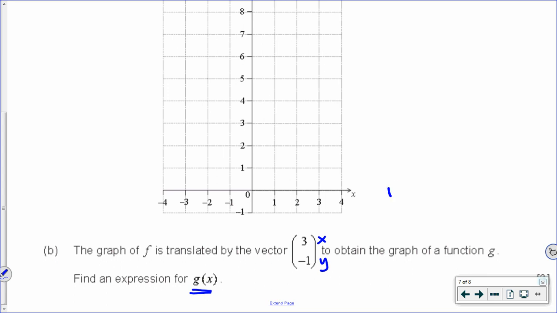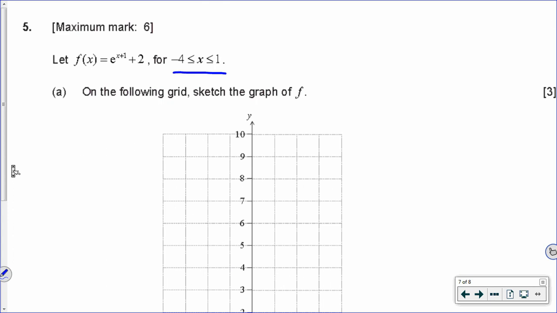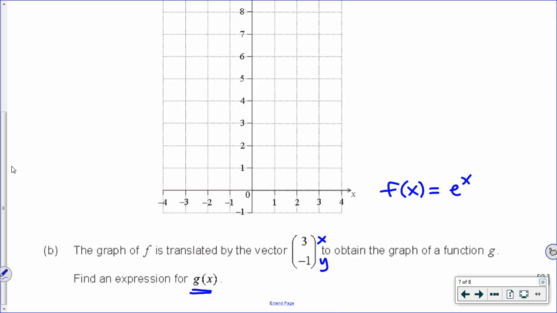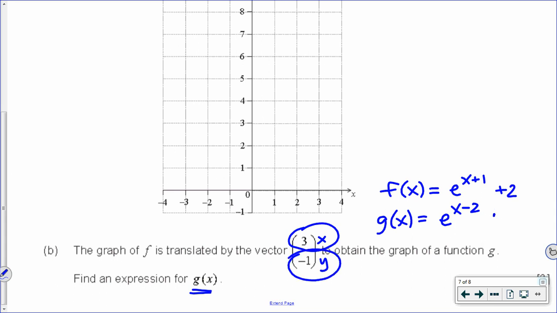So I'm going to rewrite the function f of x down here. It was e to the x, I've already forgotten the function, plus 1, and then there's a plus 2 at the end. So if I'm shifting this graph 3 units to the right, then what I need to know is that in my function g of x, let's change the name of it here, instead of adding 3, because remember in the x you have to go the opposite direction, we're going to subtract 3 from this, and it's going to end up being a minus 2 there. And then in the y direction, the whole graph is going to shift down 1. So instead of plus 2, that's going to be plus 1. So there is my translated function, g of x.